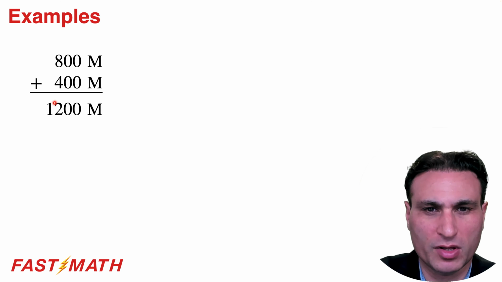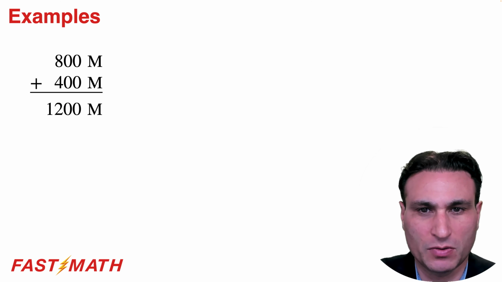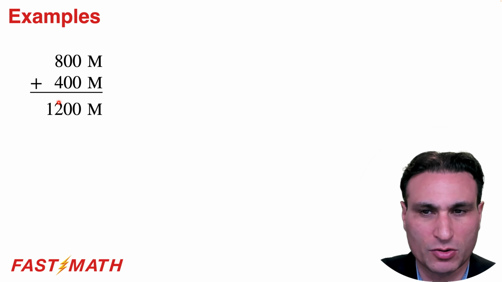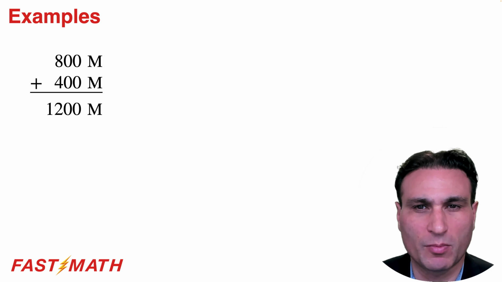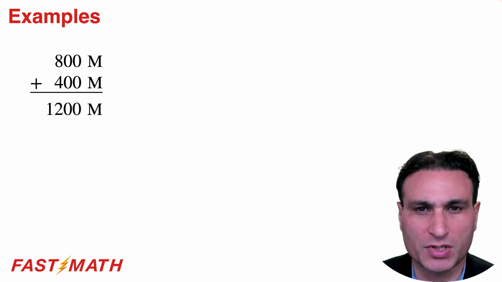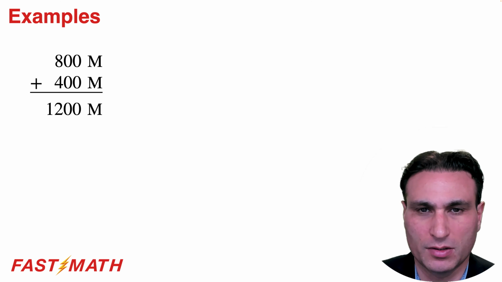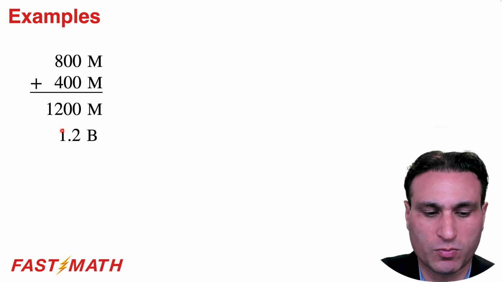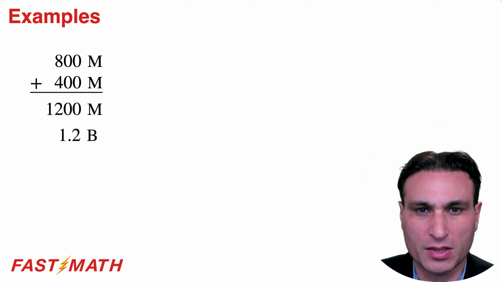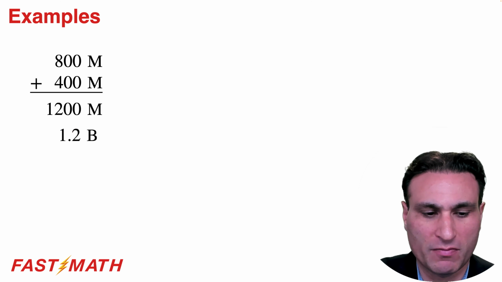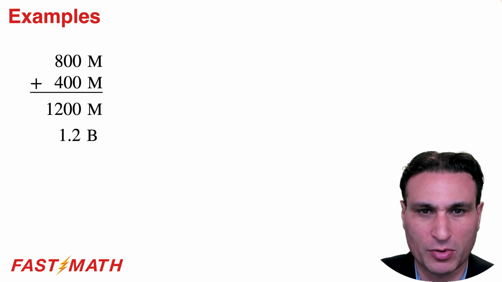Since we have over 1,000 millions, a business person would express this number with the next larger unit of magnitude, which is billion. So how would we express this number in billions? Think about this for a few seconds. Answer in 3, 2, 1. This is 1.2 billion. How do we get this? We get 1.2 by dividing 1,200 by 1,000. This handles the numerical portion. At the same time, we promote the unit of magnitude from million to billion.